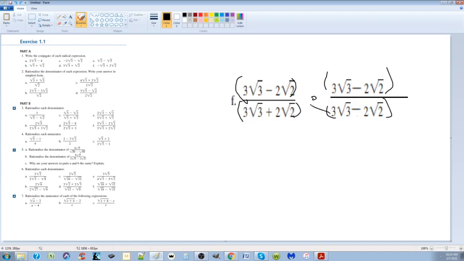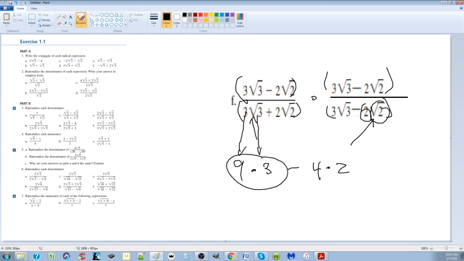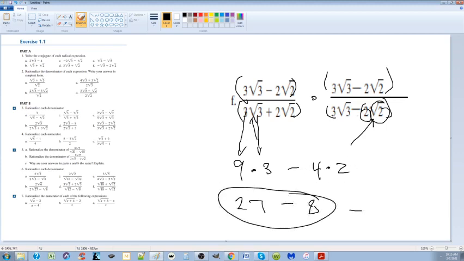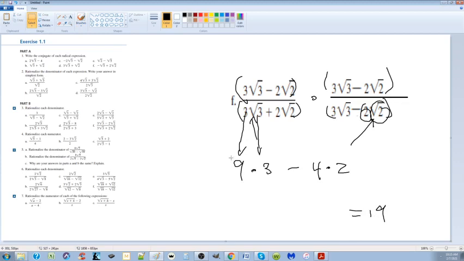Now, we know from experience, when I multiply 2 conjugates, I get the square of this number minus the square of this number. So the square of this first number is 9. It's 3 squared. Square root of 3 squared is times 3. Then I get minus, what's the square of 2? 4. What's the square root of 2 squared? Times 2. So what's 9 times 3? It's 27. What's 4 times 2? It's 8. What's 27 minus 8? 19. So this whole bottom thing is going to turn into 19.